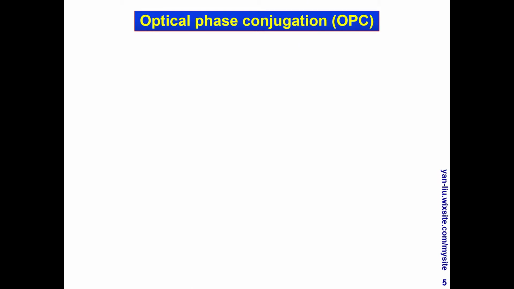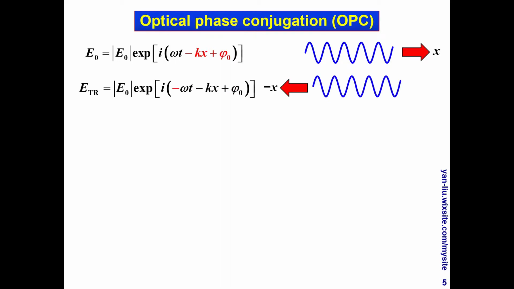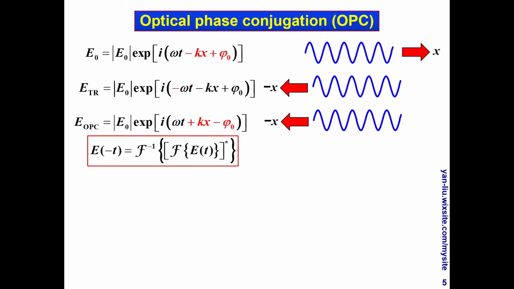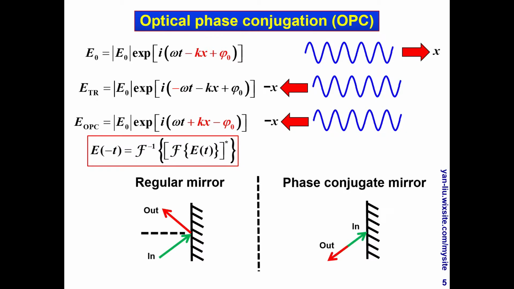Here's more information about optical phase conjugation. This expression represents a wave traveling from left to right. If we do a time reversal, we get a wave traveling from right to left. Now, if we do a phase conjugation by taking the conjugate of the phase, again, we get a wave traveling from right to left. As you can see, phase conjugation is equivalent to time reversal, which can be proved based on this equation. Here's a comparison between a regular mirror and a phase conjugate mirror that achieves optical phase conjugation. A regular mirror would reflect a beam to this direction, while a phase conjugate mirror would reflect a beam back to where it comes from, as if time has been reversed.